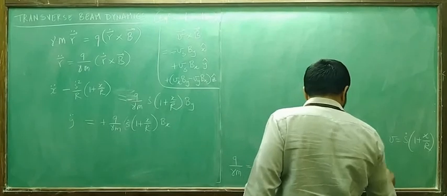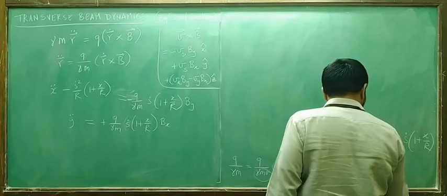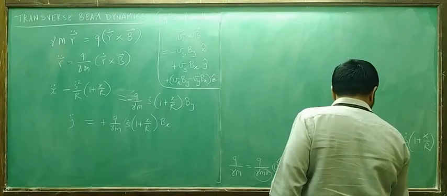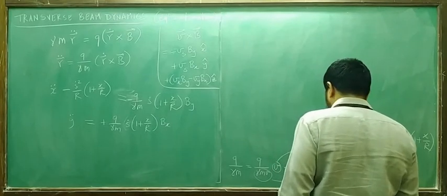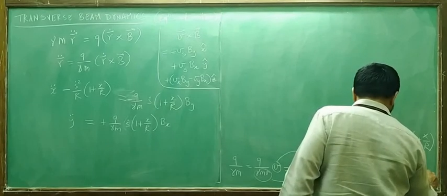is equal to QB by P multiplied by S dot square into 1 plus x by R the whole square.